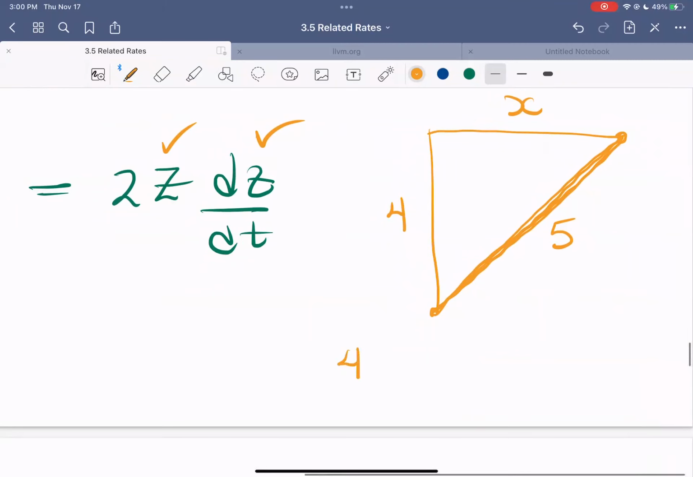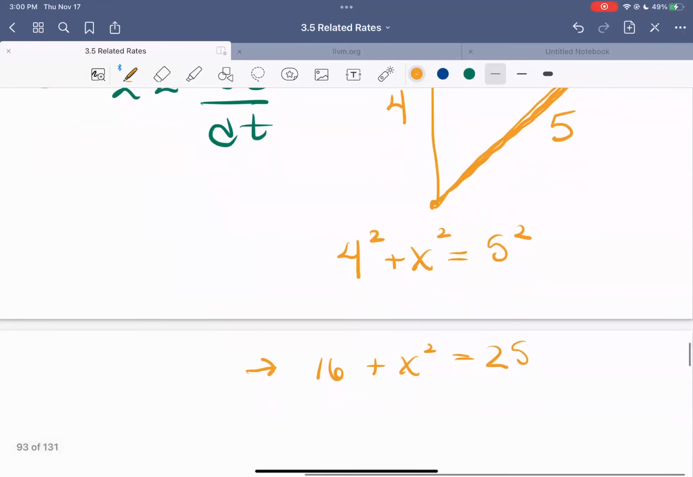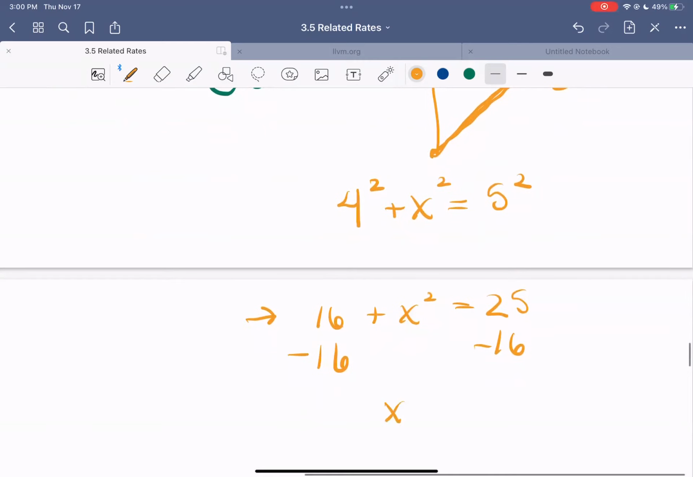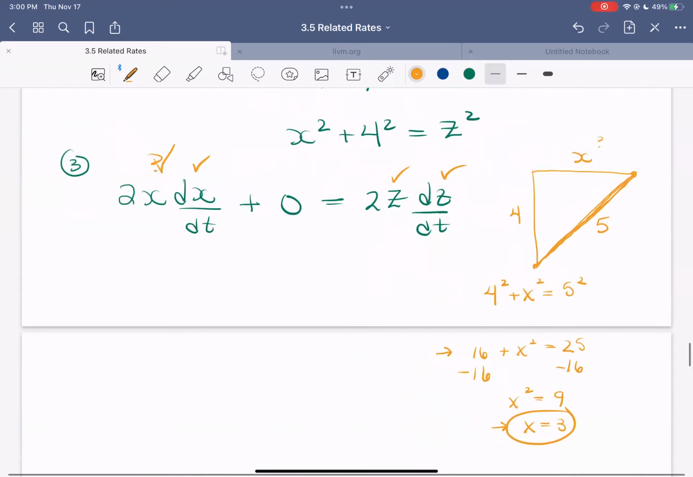So we can set up the Pythagorean theorem, 4 squared plus x squared equals 5 squared. So that means 16 plus x squared equals 25. Subtract 16 from both sides. That gives us that x squared is equal to 9, which means x is equal to 3. So now we have x as well. Check. So let's go ahead and plug in all of those things that we know in step 4.